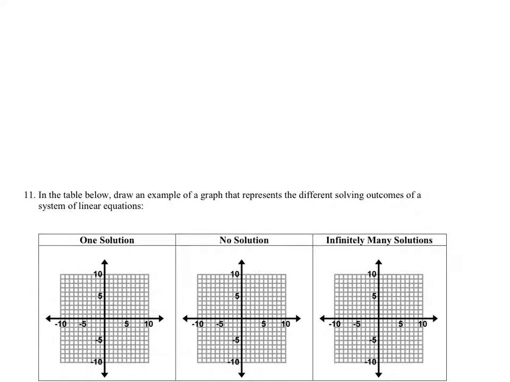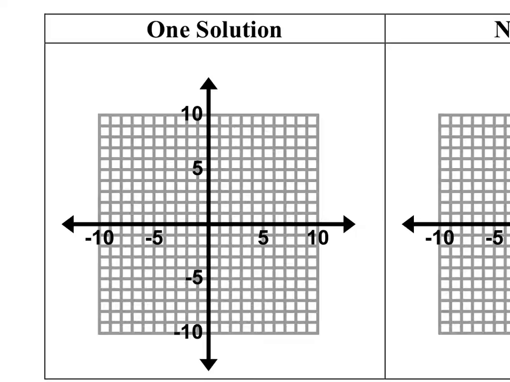In the table below, draw an example of a graph that represents the different solving outcomes of a system of linear equations. So let's draw, actually, let's do this. You guys try to draw any system that has only one solution.